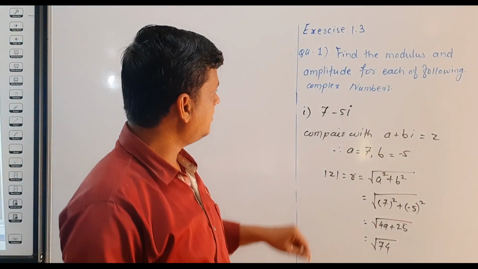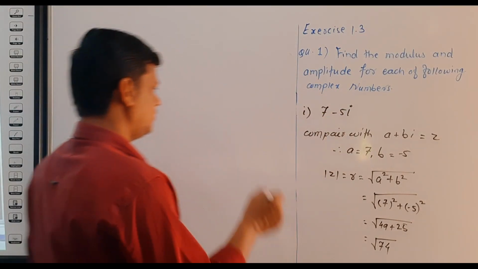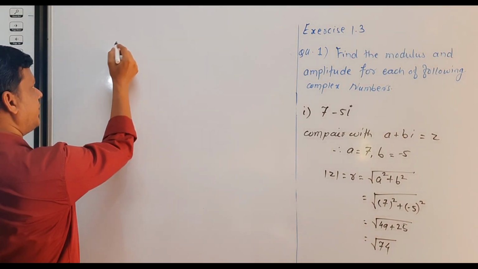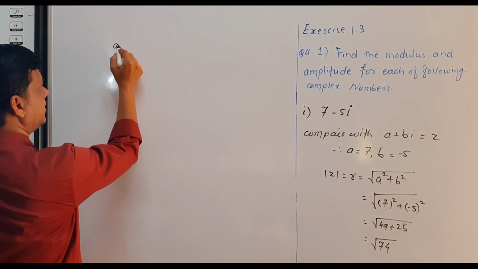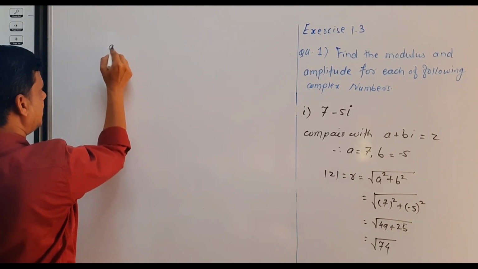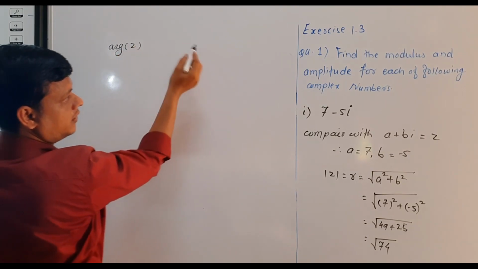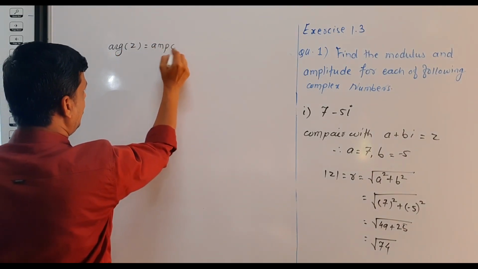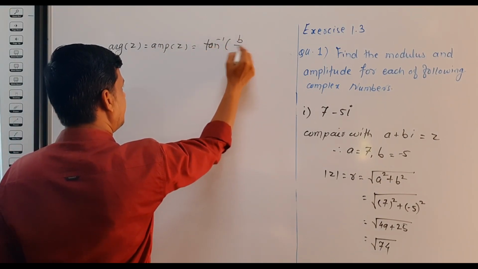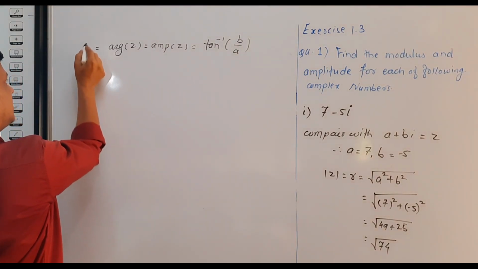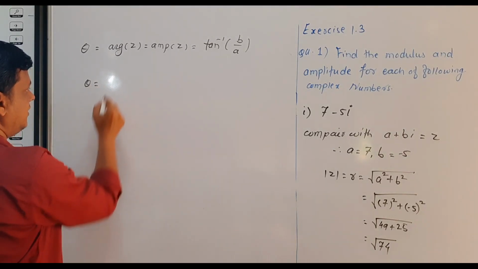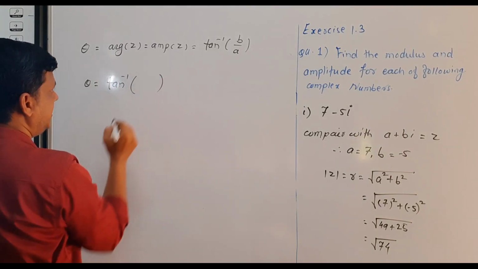Next we have to find the amplitude. So if the given number is z equals a plus ib, its amplitude, or we can write argument of z, or arg of z, is equal to tan inverse b by a, that is nothing but the value of theta. So we find theta by substituting the value of b and a.